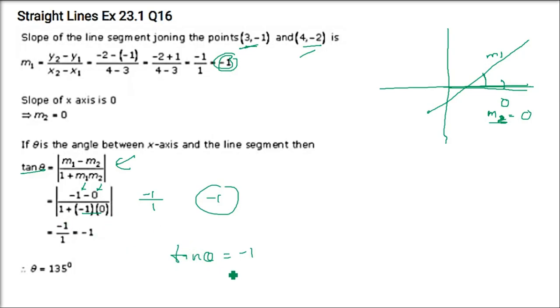That means theta has to be 135 degrees. So theta is 135 degrees. So tan theta equals -1. What does it mean? How does -1 come? See, tan theta, you are talking about negative.